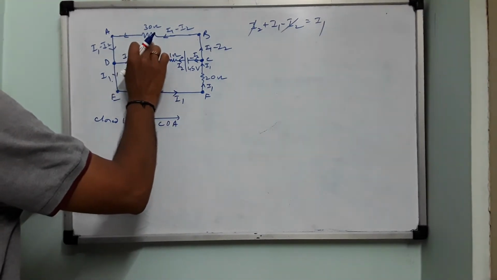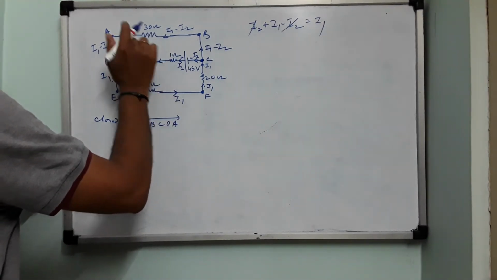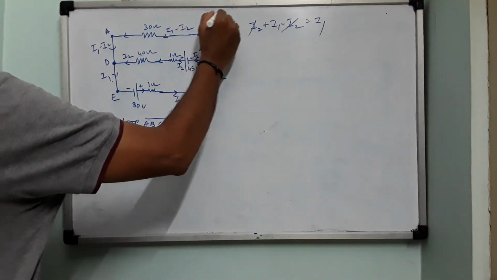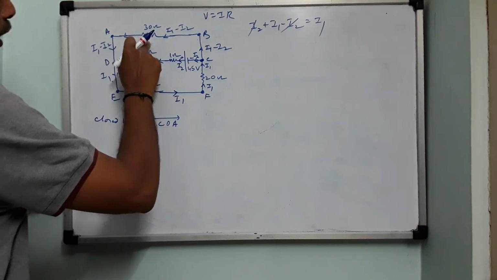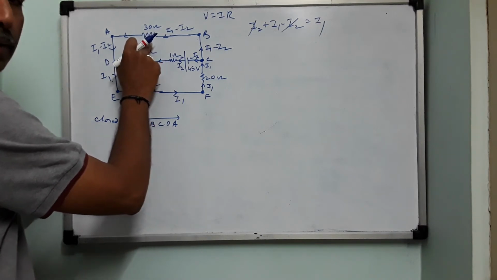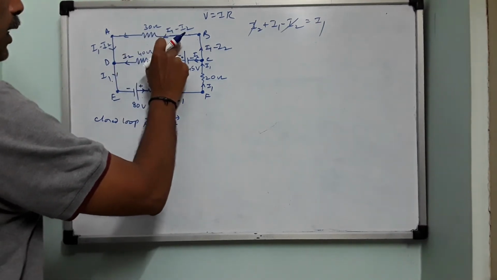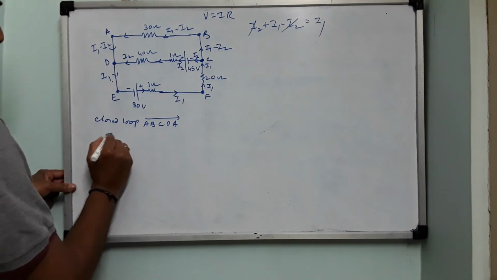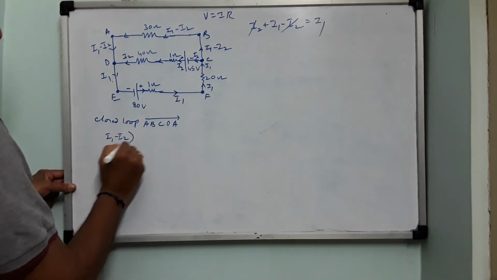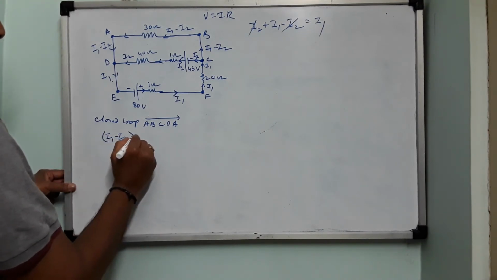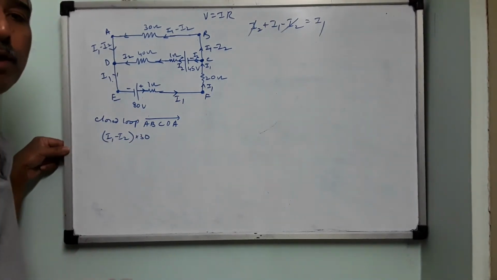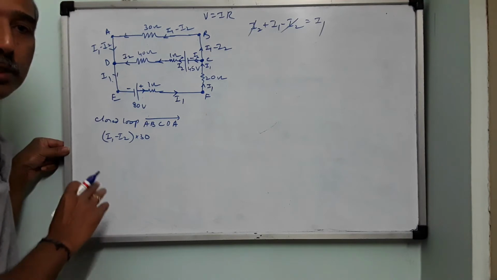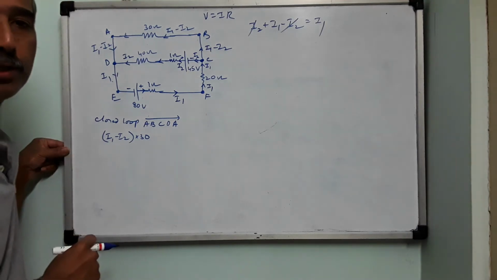How much? 30 ohm. What is the potential difference? The potential difference formula is V equals IR: the current flowing in this resistor times the resistance. So what is the current here? I1 minus I2 is the current. What is its resistance? R, that is nothing but 30. Now I should decide whether it is going to be a positive or negative potential difference.